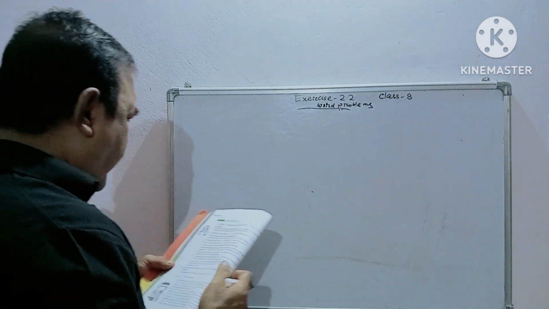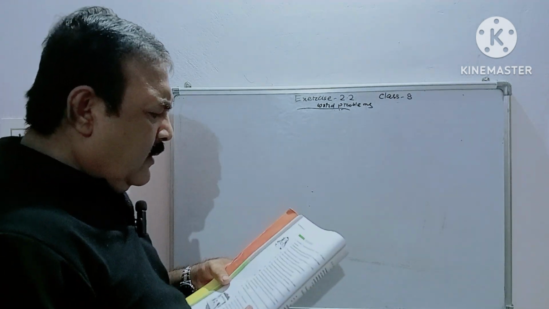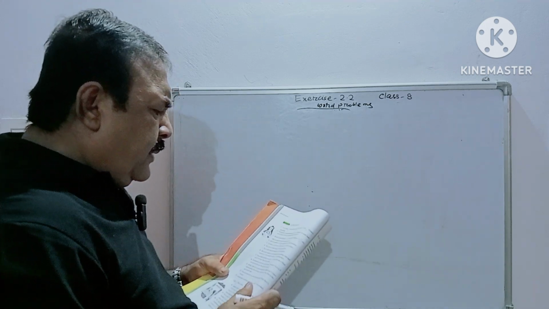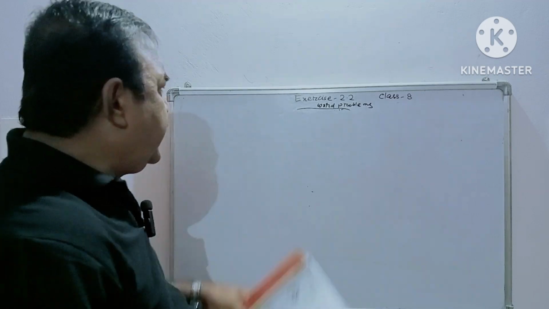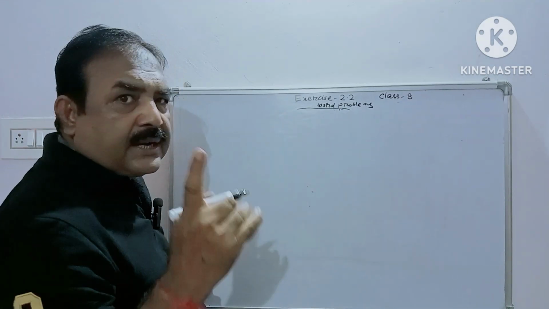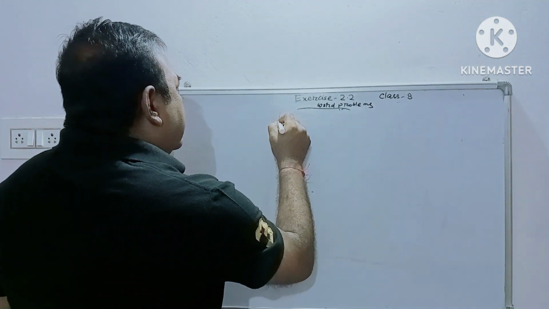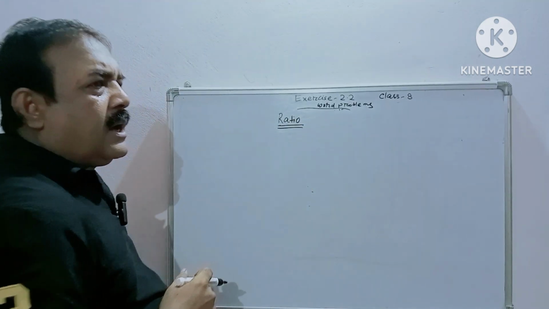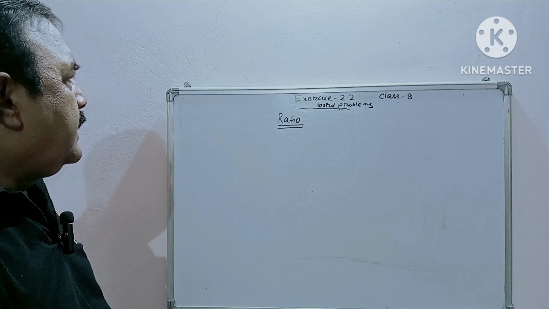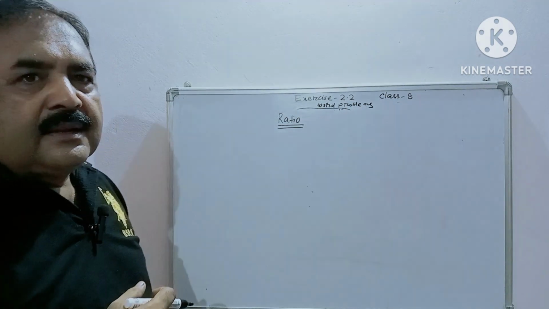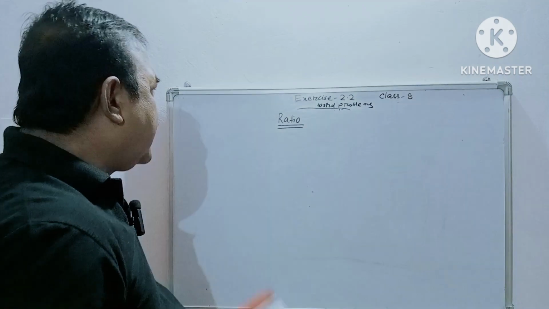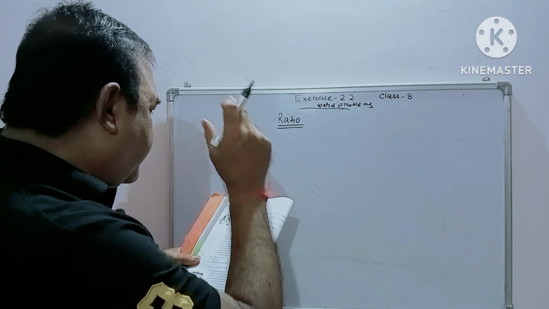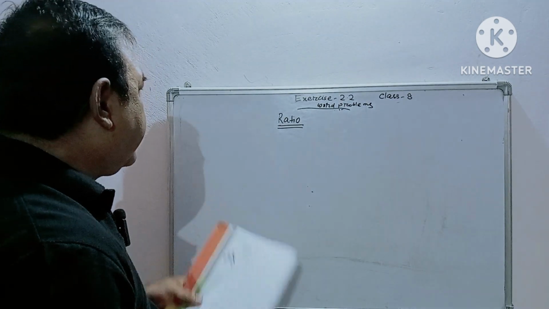So we will move to question number 5. Two numbers are in the ratio 5:3. If they differ by 18, what are the numbers? You know what ratio is. Already you have studied it in class 7 and also in class 6. What does ratio mean? It is a comparison by division. So two numbers are in the ratio 5:3, and they differ by 18.